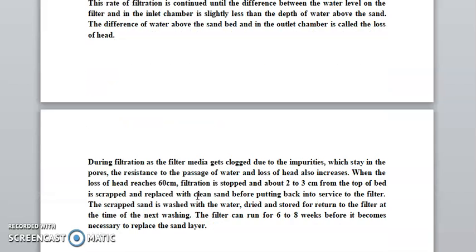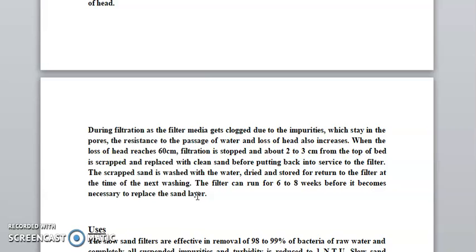During filtration, the filter media gets clogged due to impurities, which increases the resistance to the passage of water, so the head loss also increases. When loss of head reaches 60 centimeters, filtration is stopped and about 2 to 3 centimeters from the top of the bed is scraped and replaced with clean sand before putting the filter back into operation. This filter can be run 6 to 8 weeks before it becomes necessary to replace the sand.